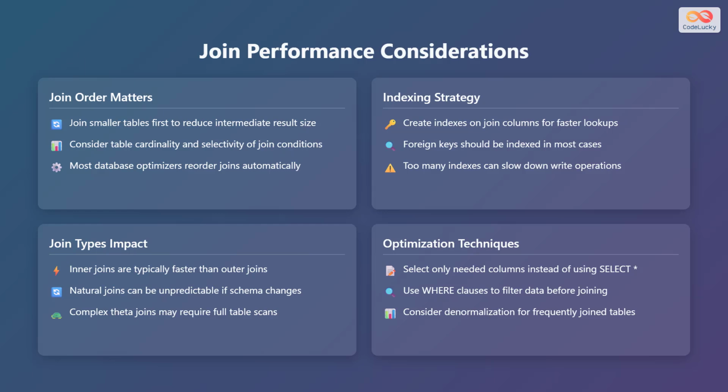To optimize, select only the needed columns instead of using select asterisk. Use where clauses to filter data before joining. And consider denormalization for frequently joined tables.